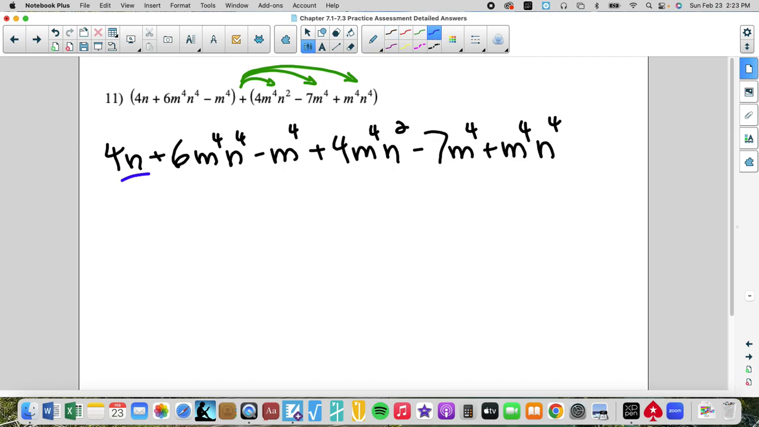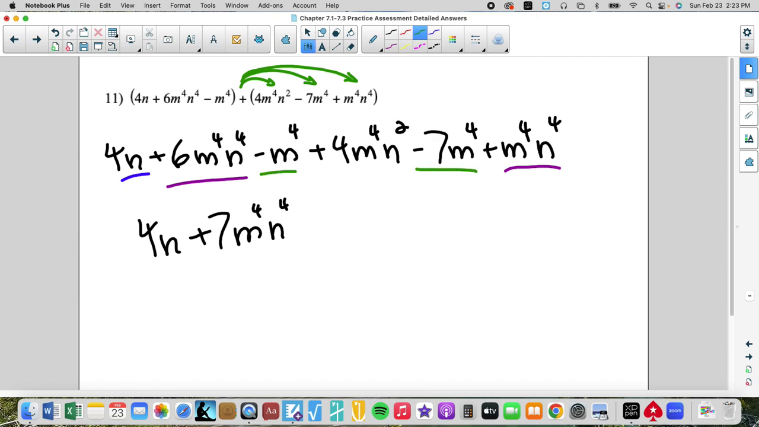So we have n. Is there any n's by themselves? Nope. So let's write that down. Now we're looking for a pair for this. M to the fourth, n to the fourth. M to the fourth, n to the fourth. Now we're going to combine their coefficients. 6 and 1 make 7. M to the fourth, n to the fourth. We have a negative m to the fourth, a negative 7m to the fourth, which makes negative 8m to the fourth. And then we have this term, m to the fourth, n squared. That doesn't have a partner.